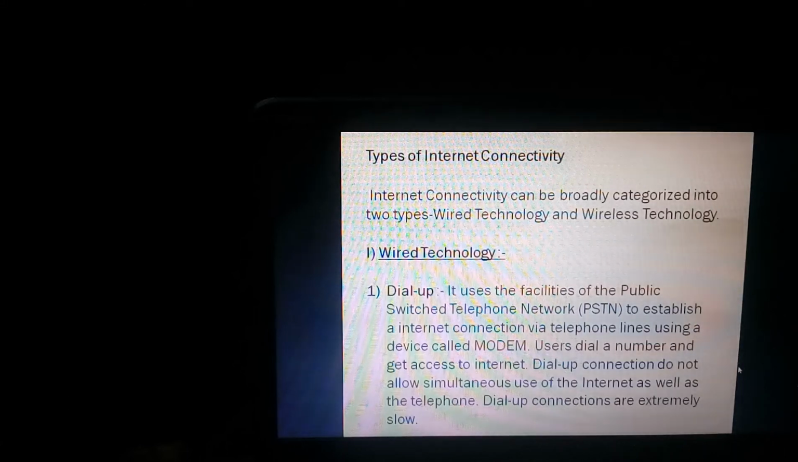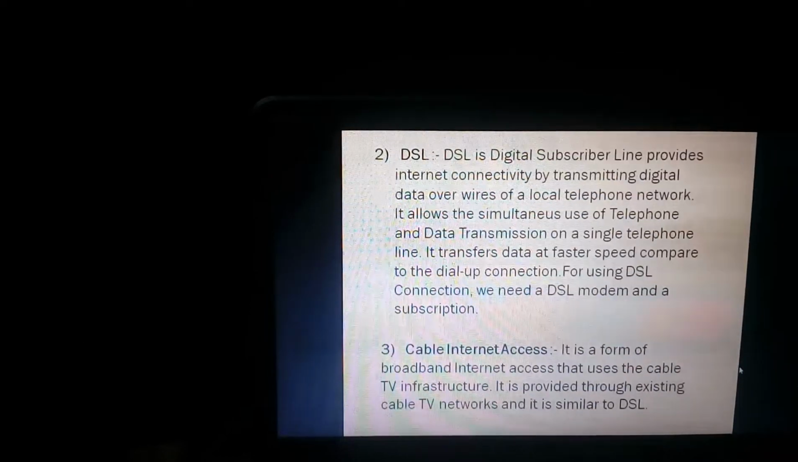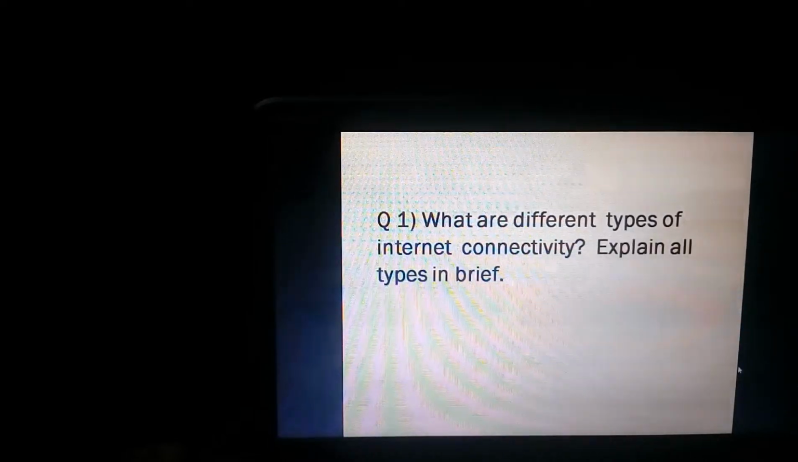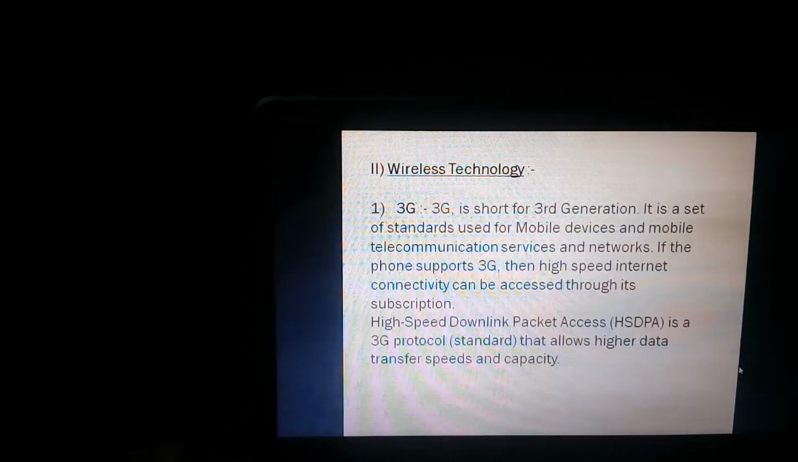Hello students, in the last video we have seen what are the types of internet connectivity. Based upon that you have to write one question. The question is, what are the different types of internet connectivity and explain all types in brief. You may refer to the above said slides to write this question.